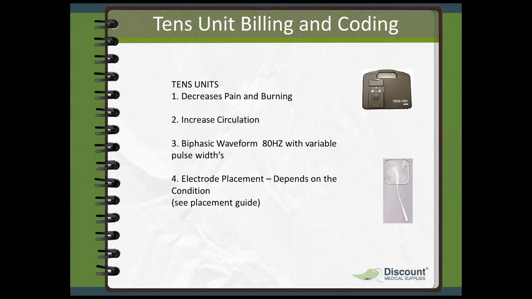What I want to do first is explain a little bit about the TENS units, a little bit about the placement, and then I want to go into the billing and coding aspect of the TENS units and the electrodes. First of all, TENS units are designed to decrease pain and burning sensation. They increase circulation, and they typically come in a biphasic waveform of 80 hertz with variable pulse widths.